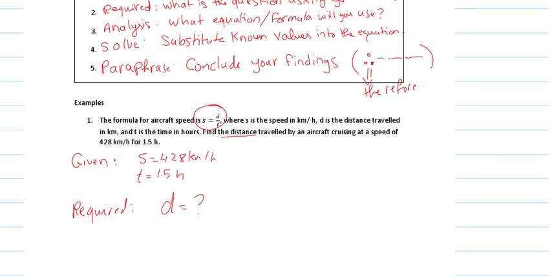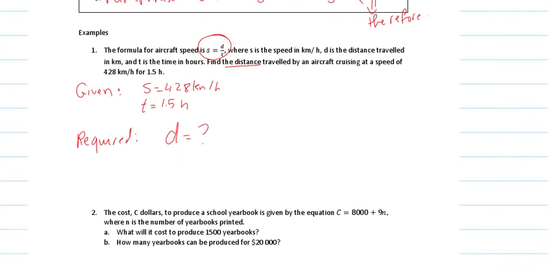After the required, we're going to have to do the analysis, right? So the analysis, it's the formula. It's the formula that they have given you to actually find your answer, okay? To solve the problem. So given, required, then we have the analysis. So what's the formula that is given to me that I'm going to have to use? S equals d over t.